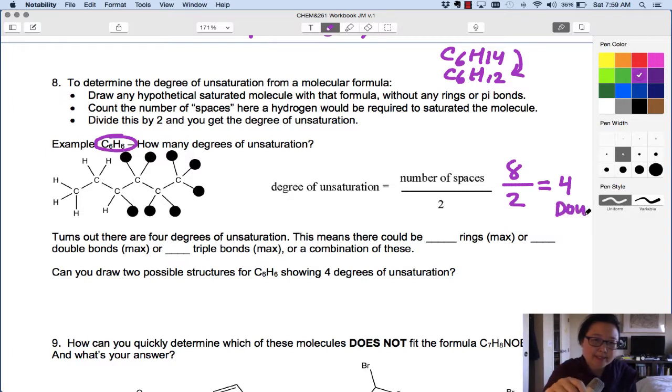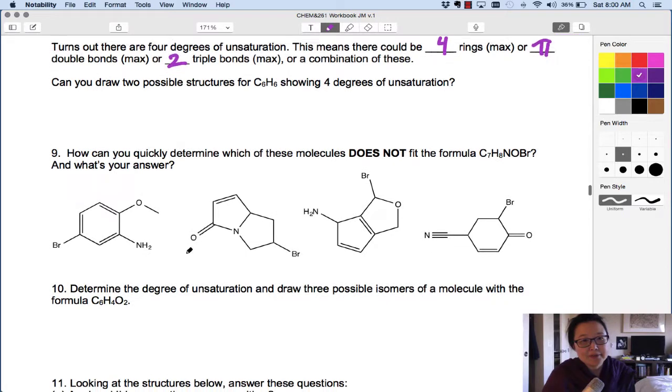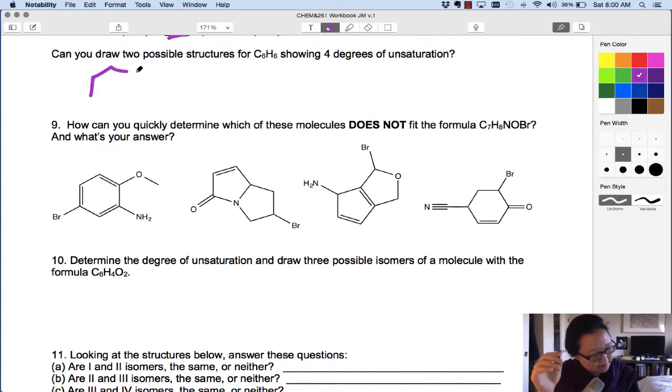What this means is I could have 4 rings, or I could have 4 pi bonds, or I could have 2 triple bonds, for example, which are 2 pi bonds each. Or you could have some combination, like 3 rings and 1 pi bond, or the reverse, 1 ring and 3 pi bonds. We had actually gone through one of these before. It was benzene, which has a ring and 3 pi bonds, so that's 4 degrees of unsaturation.